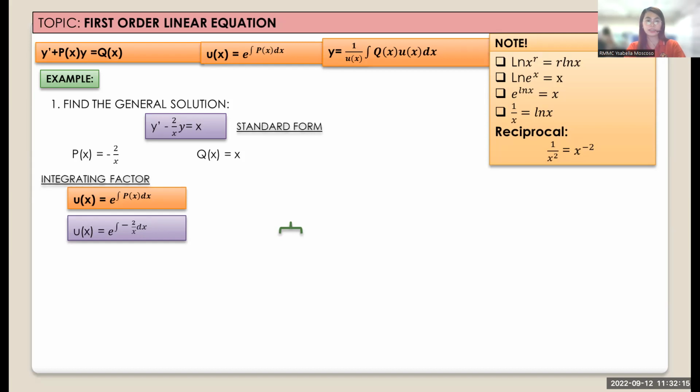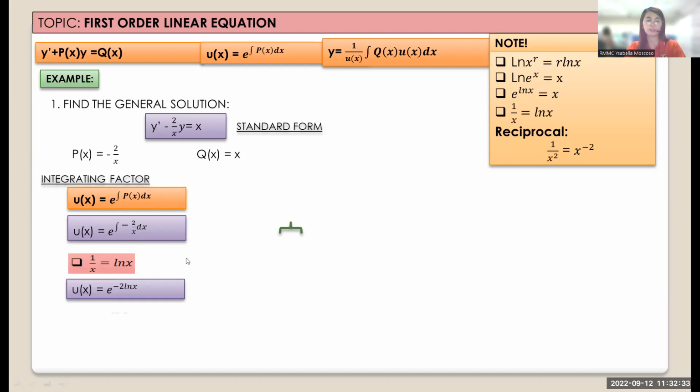Okay? So, the next thing na gagawin natin is i-integrate lang natin siya. And I believe 1 over x is equivalent to ln of x also. And I think this is the thing na napag-usapan na natin, no? So that is negative 2 ln of x.